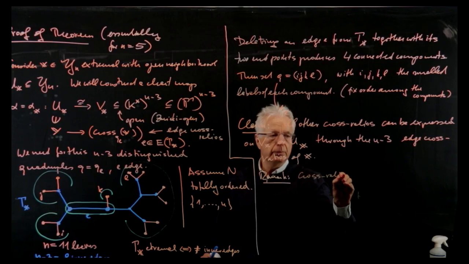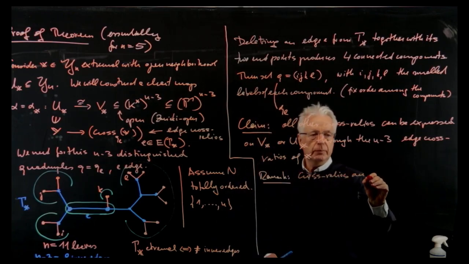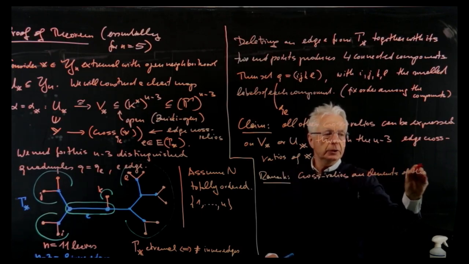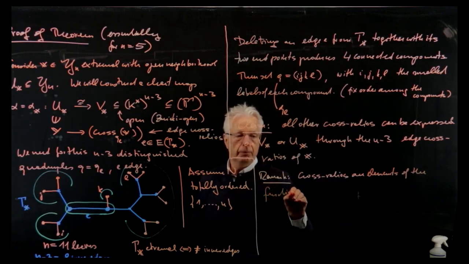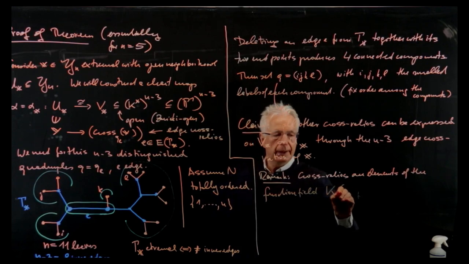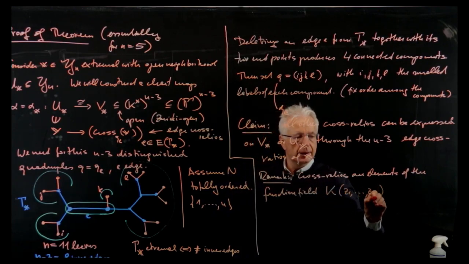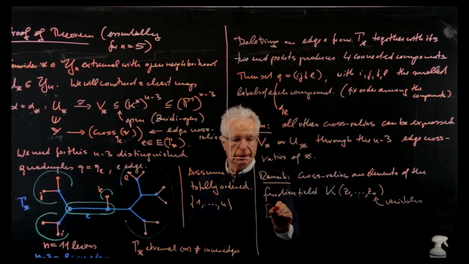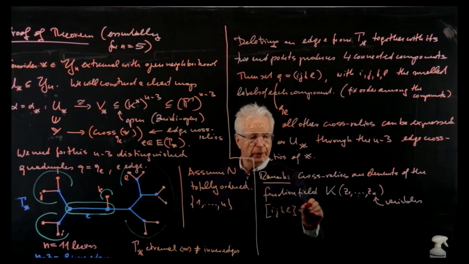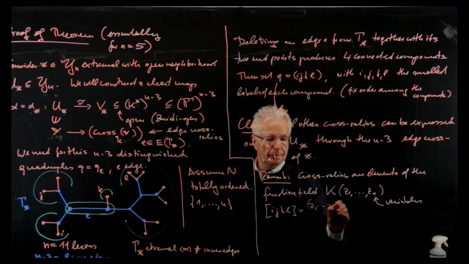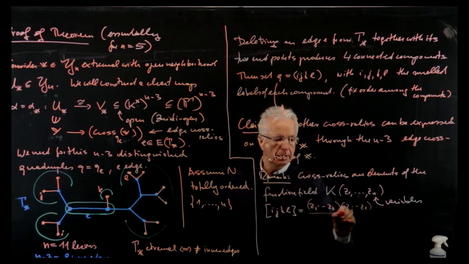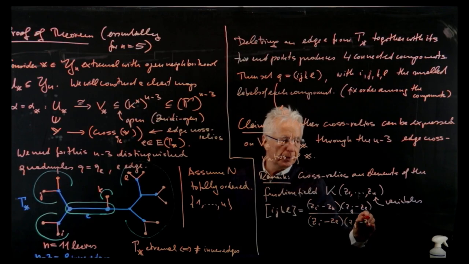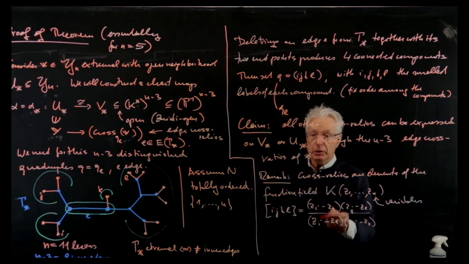Cross ratios are elements of the function field k(z1, ..., zn), and these are variables. And recall, we then just wrote (ij|kl) for (zi minus zk)(zj minus zl), divided by (zi minus zl)(zj minus zk). So as a rational function, we don't evaluate yet.